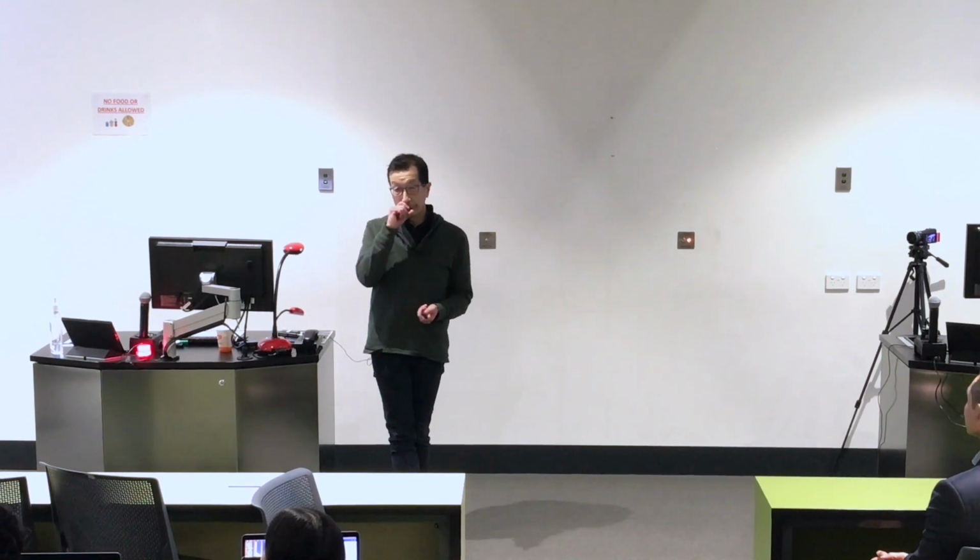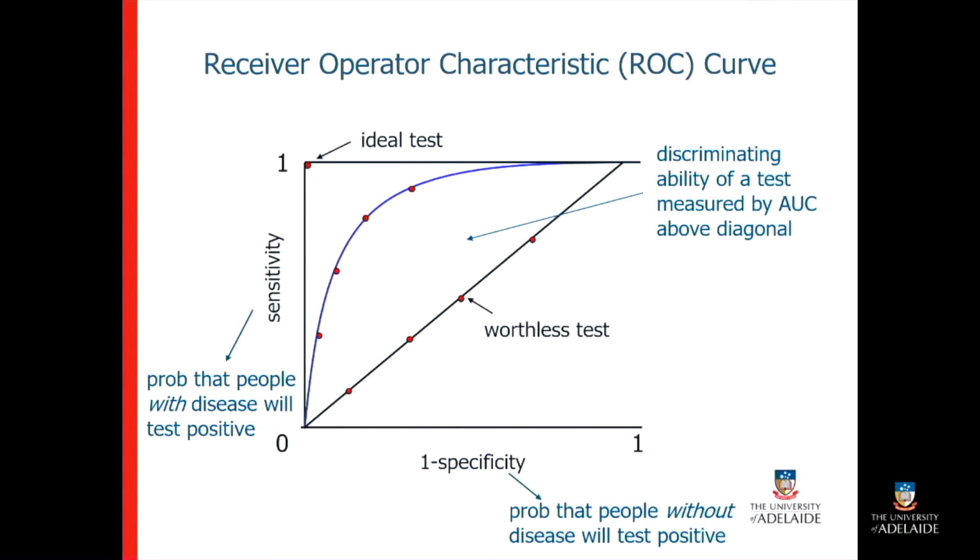And then I won't go through this, but essentially you might have seen it before, and those of you at Uni Adelaide from 2nd year or 3rd year, you would have looked at receiver-operator characteristic curves, which gives you this kind of summary measure of how accurate a particular test is.